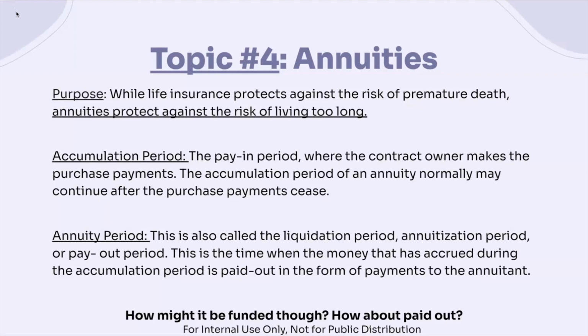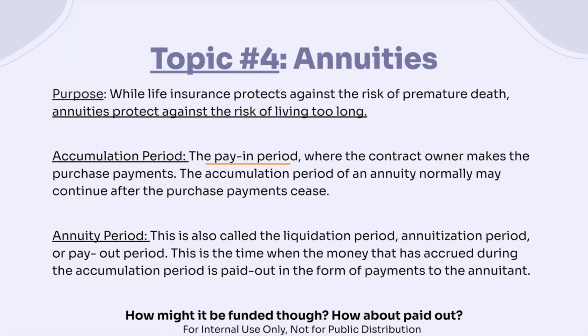So with annuities, there are two main periods. There's the accumulation period and there's the annuity period. The accumulation period is the same thing as the pay-in period, right? This is where the contract owner makes payments. This is where we put in money, and it can grow, and we'll take a look at that in just a moment. But it can grow tax deferred.